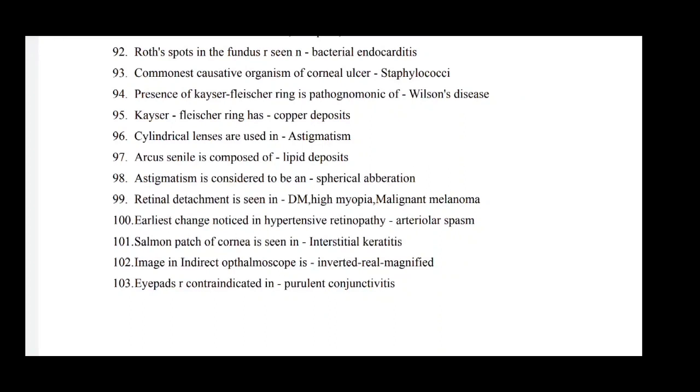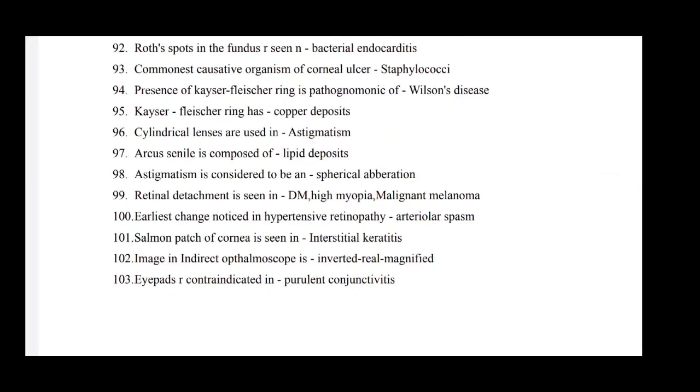Retinal detachment is seen in diabetes mellitus, high myopic patients, and malignant melanoma. The earliest change noticed in hypertensive retinopathy is arteriolar spasm. Salmon patch of the cornea is seen in interstitial keratitis. The image in indirect ophthalmoscope is inverted, real, and magnified.